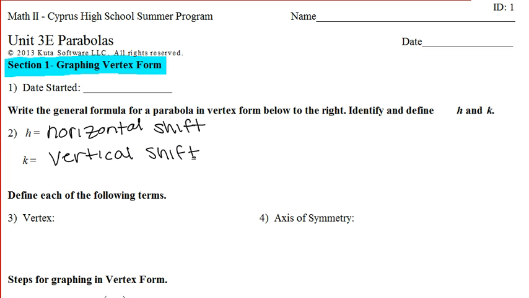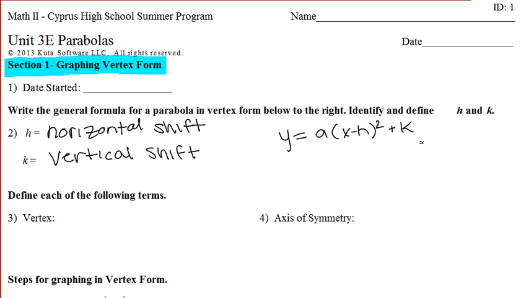Now the general formula for a parabola is y equals a, and then in parentheses x minus h squared plus k. Now what I want you to notice is that the h has a negative in front of it. We're going to end up switching the sign when we pull h out of the equation. But the k has a positive. We will not switch the sign on k, and that'll make more sense as we go through this section.